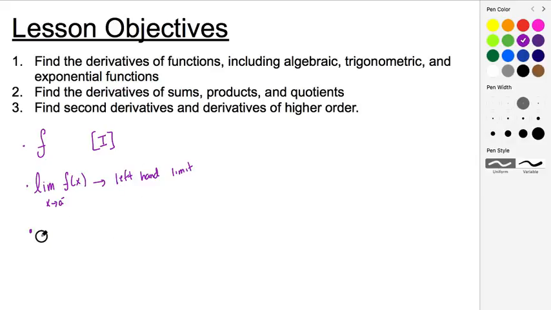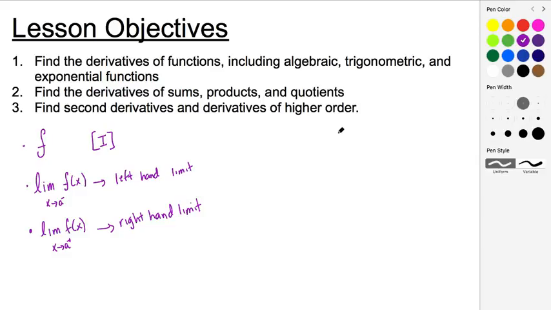The other one that we're going to look at is the limit of the function f with respect to x as x approaches a from the positive values. So that is called the right-hand limit. In both of these cases, you're approaching the value of a, but from two different sides. So you're looking at the left-hand limit and the right-hand limit of this function of x.